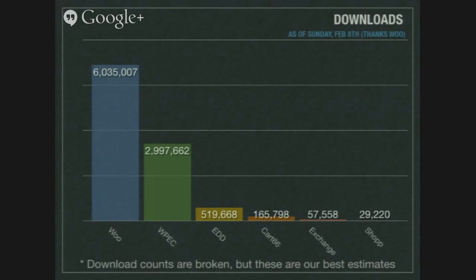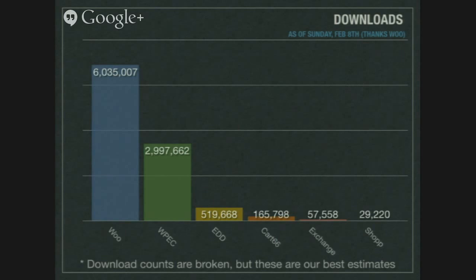Cart66, this is the Lite, which does not do the cloud storage. So Cart66 Lite is 165,000. iThemes Exchange is about 57,000. And Shopp, this is SHOPP, it comes in at about 29,000 downloads. So that doesn't mean that it's not good. It just means it's not as widely used. So something to keep in mind.